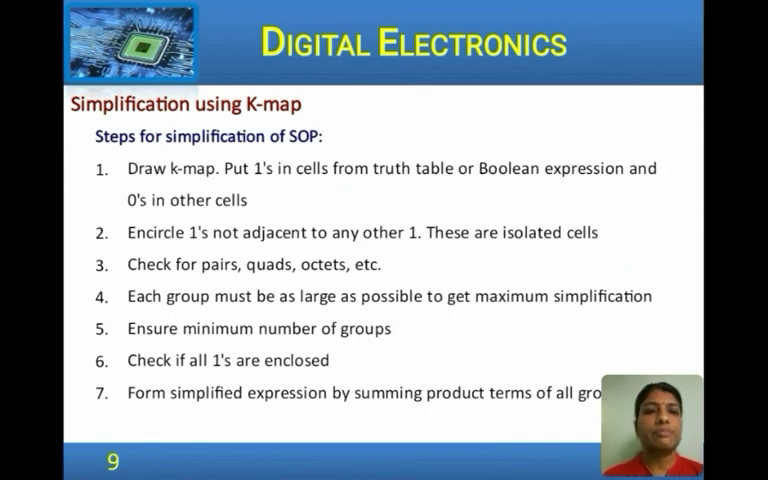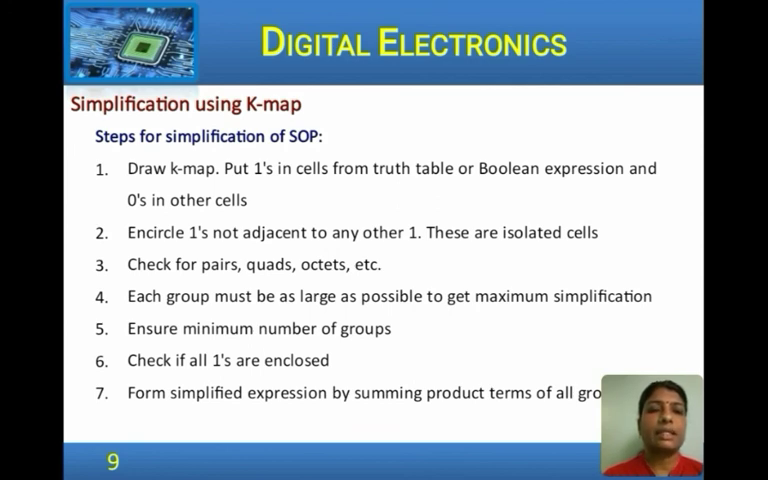Next, we shall look into steps for simplification of sum of products. From the truth table or the Boolean expression, the standard SOP or canonical SOP that is given, which represents the min terms, put 1 in all the cells where the min terms are mentioned and zeros in the other cells. Then encircle all the cells that have a 1 with no other adjacent 1. These are isolated cells, encircle them first.